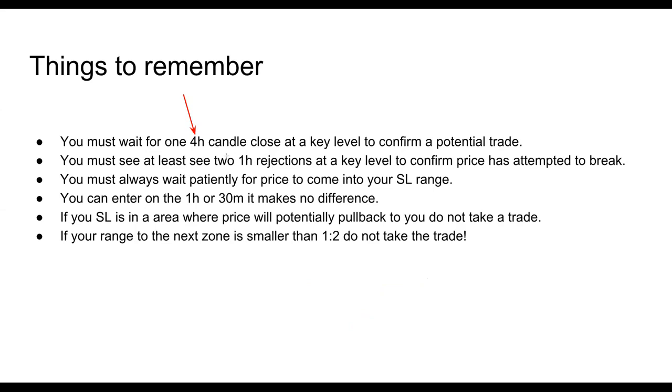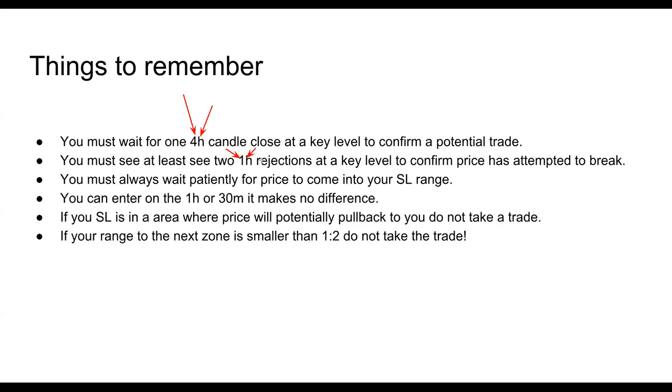Also, you want to see at least 2 1-hour rejections at that key level. Within your 4-hour candle, how many 1-hour candles do you have? 4. Very good. So is it not reasonable enough to say we need at least 2 1-hour candles at that level showing signs of rejection to confirm price has attempted to break that level but left a wick? Can you see how we're trying to build this up here, yeah?